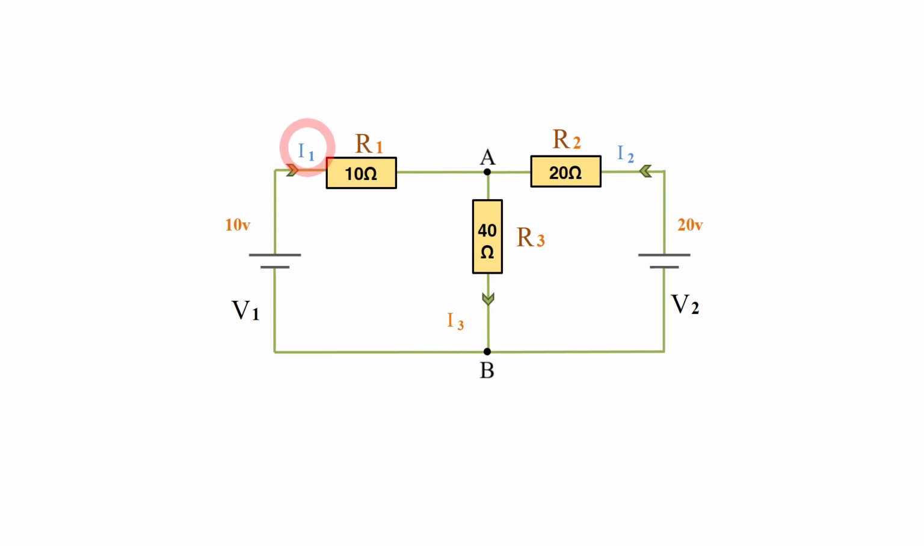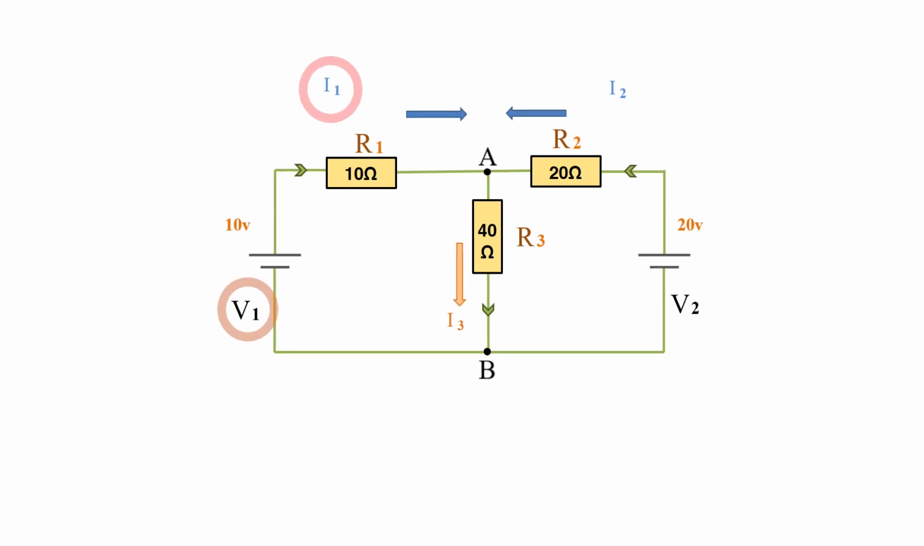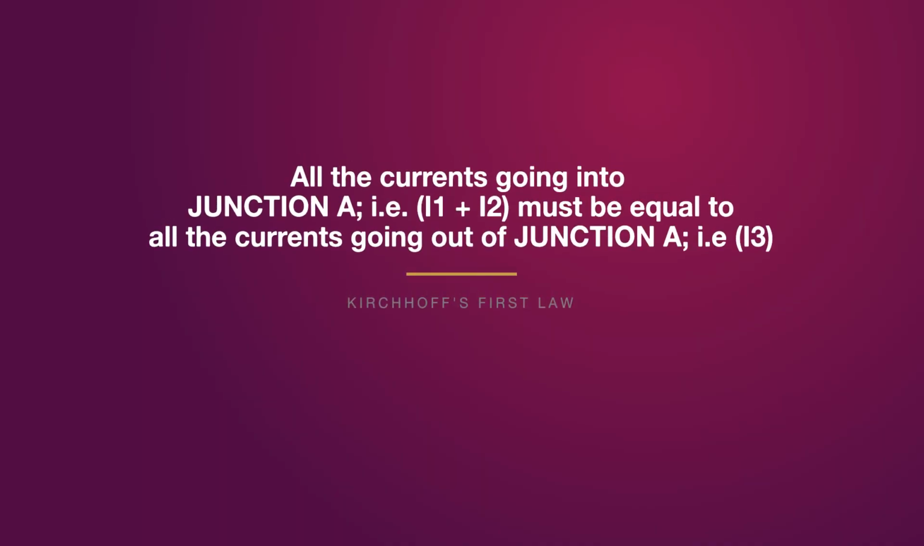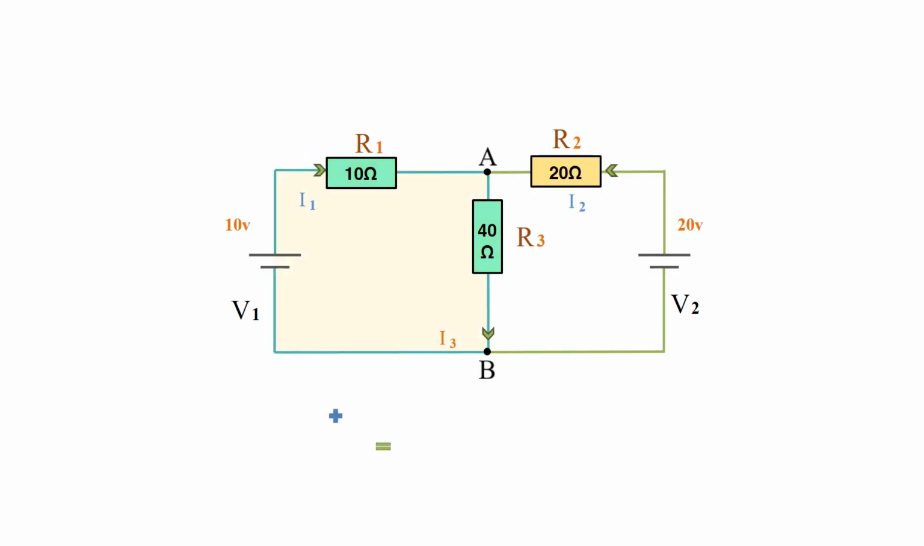I1, as it is indicated, is flowing from voltage V1 to junction A. I2 is flowing from voltage V2 to junction A. And I3 is flowing away from junction A. Using Kirchoff's first law, we know that all those currents going into junction A, I1 plus I2, must be equal to all those currents going away from junction A. That is I3. Let's call this equation 1.